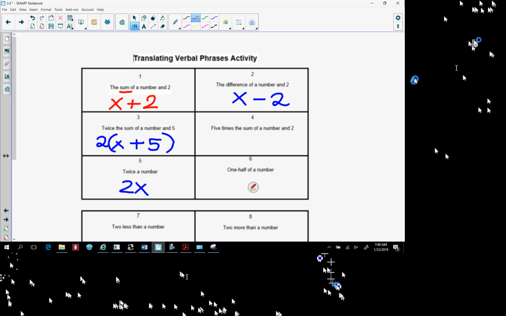5 times the sum of a number and 2. So it's 5 times, right, the sum. And when you see sum, you know you're going to put parentheses because it's the actual adding portion of it, of a number and 2.